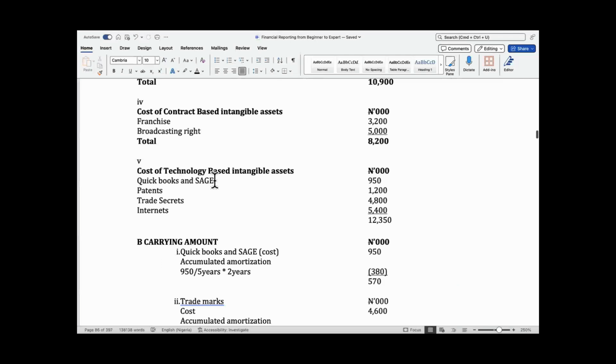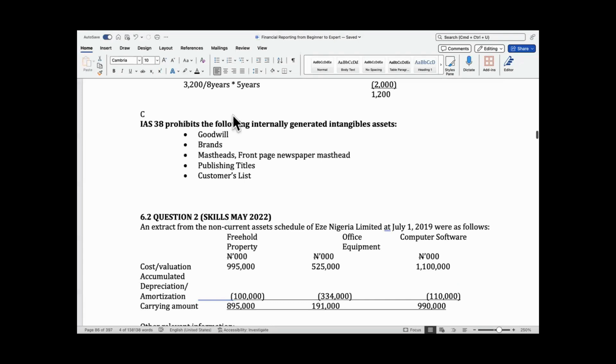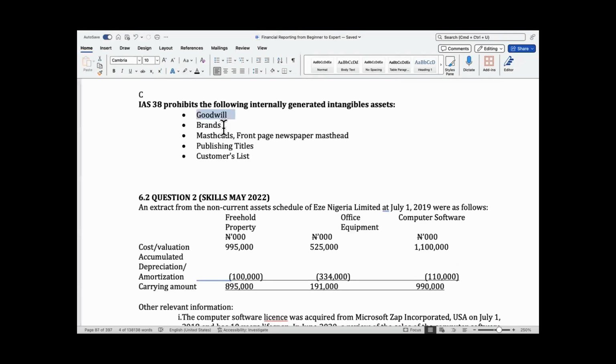Internally generated, we have, where is it? We have goodwill. We have brand names. We have mastheads. We have publishing titles. We have customer lists. We have trade secrets. All of that are internally generated intangible assets. Okay, so that is all for this standard.